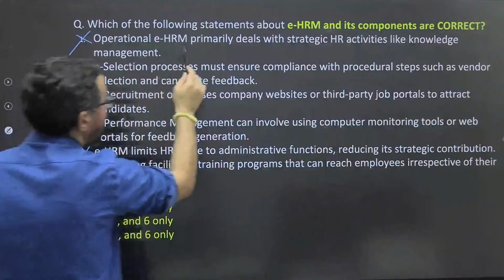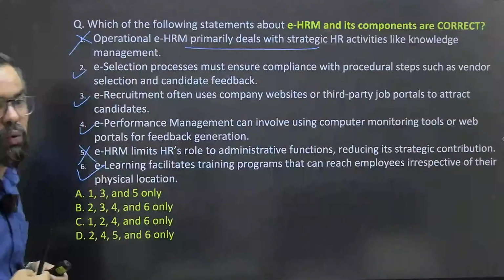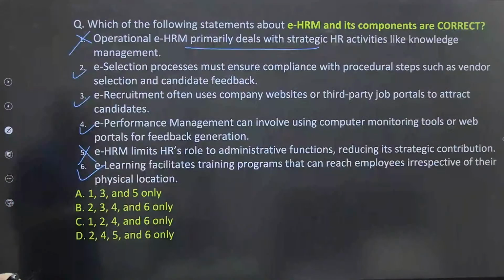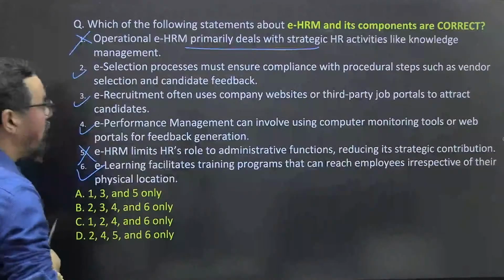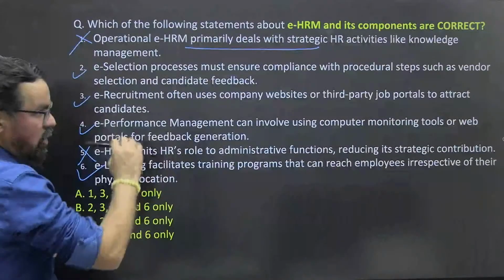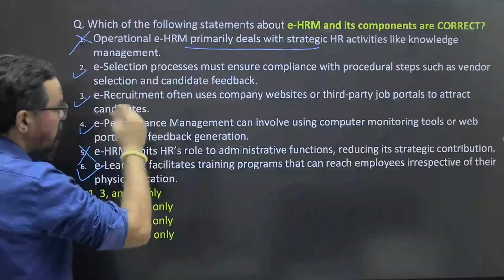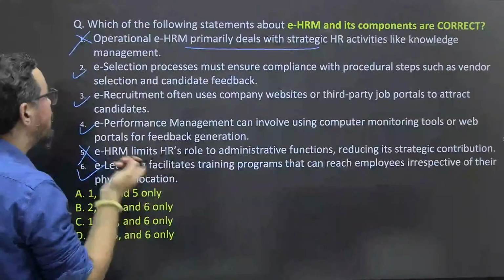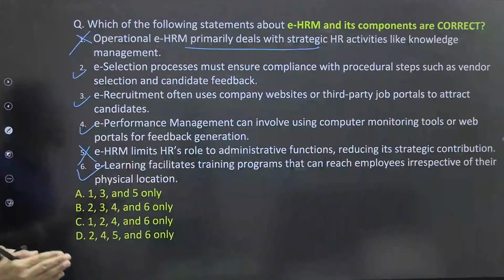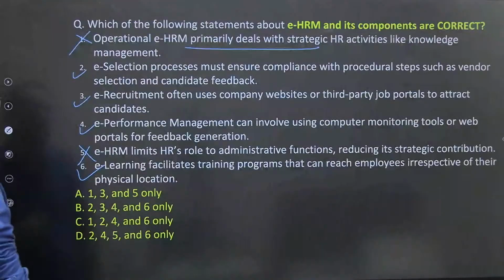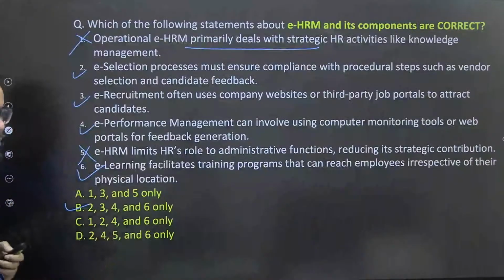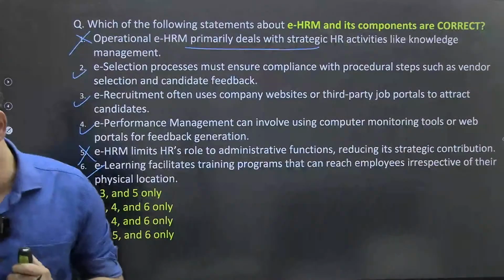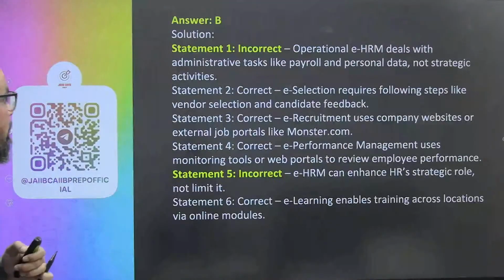Operational EHRM primarily deals with strategic, no. Those are activities related to the basic areas like payroll and others, it is not something related to knowledge or strategic things. So 2, 3, 4, 6. 2, 3, 4, 6 means option B should be the right answer for this one. What do you guys suggest? Yes, absolutely right. So option B.